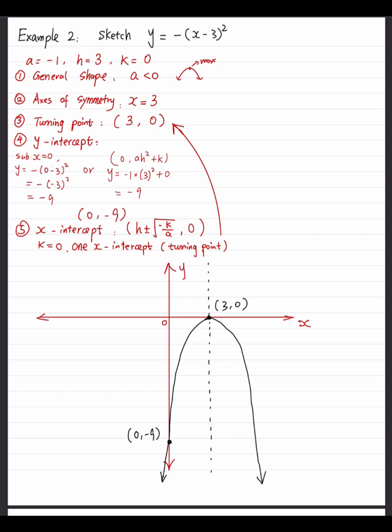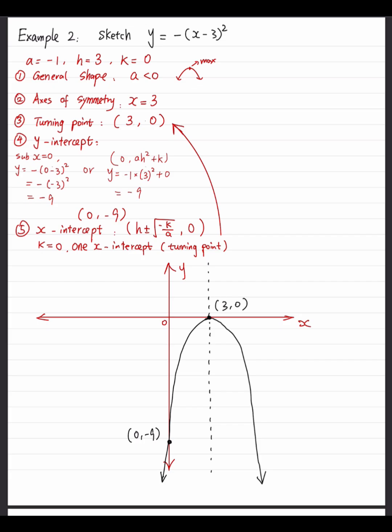At the same time, you can see that is an x-intercept as well, right? The next key feature, which is the y-intercept, what you're going to do is you're going to substitute when x equals 0, you can find the corresponding y being negative 9. So you have 0, negative 9 for the y-intercept.